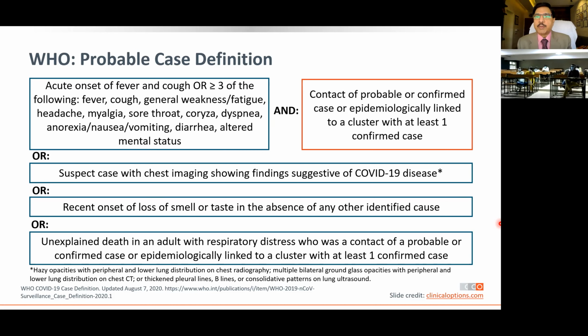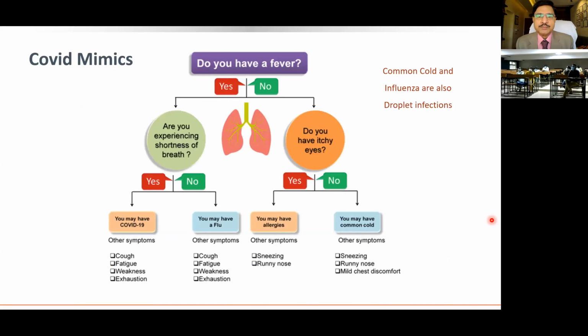Contact of a probable or confirmed case, or epidemiological link to a cluster with at least one confirmed case, is also a probable case, which means almost very simple. Anybody who is having upper respiratory symptoms and also cough and loss of smell, who is in a zone of transmission like what we are, is a probable case. Now, we need to differentiate COVID mimics.